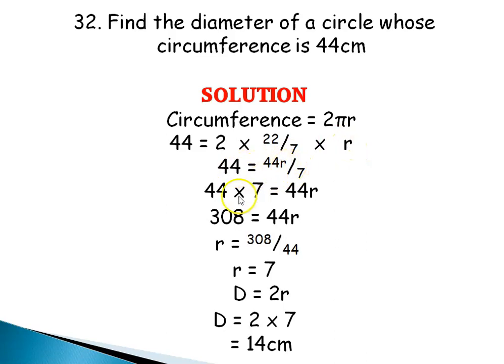Then you cross multiply. 44 times 7 equals 44r. 44 times 7 is 308, equals 44r. Divide both sides by 44. 44r divided by 44 is r. 308 divided by 44 is 7. The radius is 7, but remember the question says diameter. Diameter is 2r, 2 times the radius. So diameter is 2 times 7, which is 14 centimeters. Is that okay? Very good.